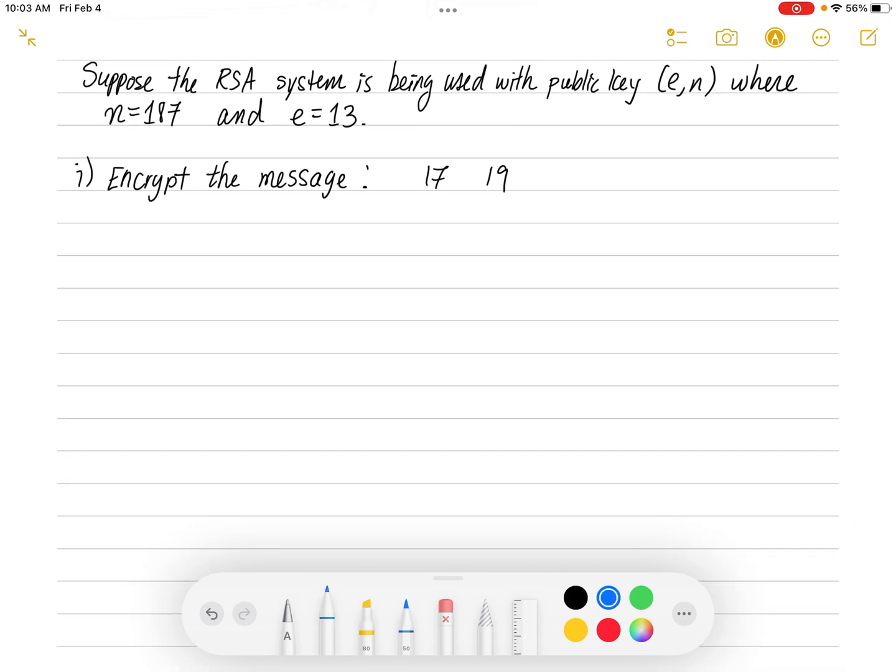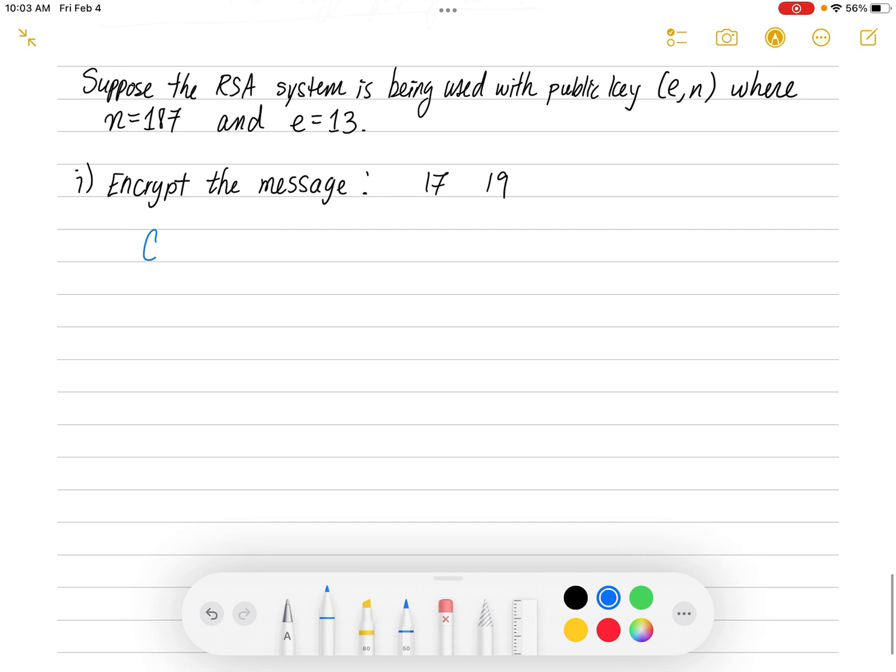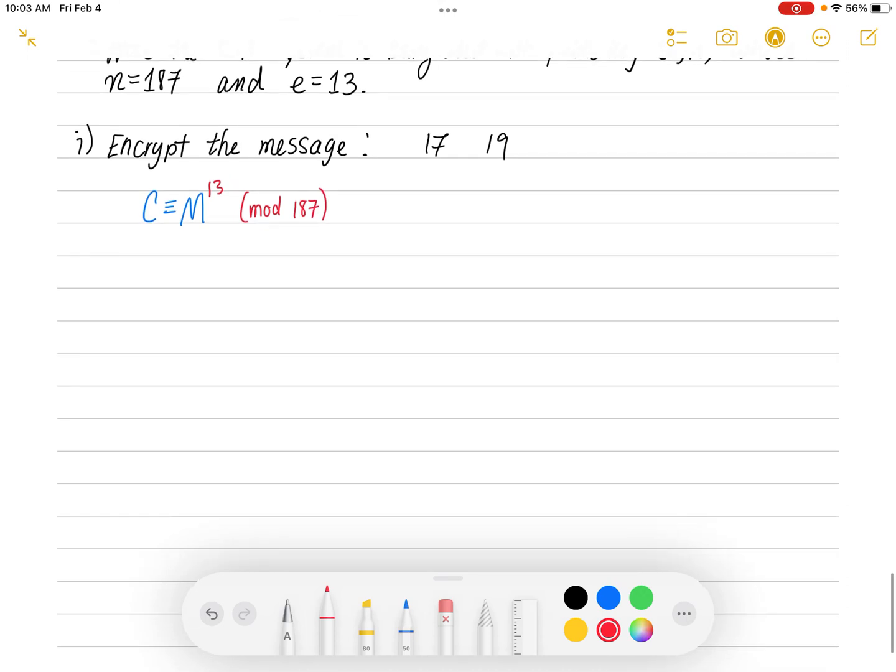So we want to encrypt the message. Remember your encryption function: your code C is congruent to your message to the 13th power mod 187. So we want to encrypt 17. So here we go.